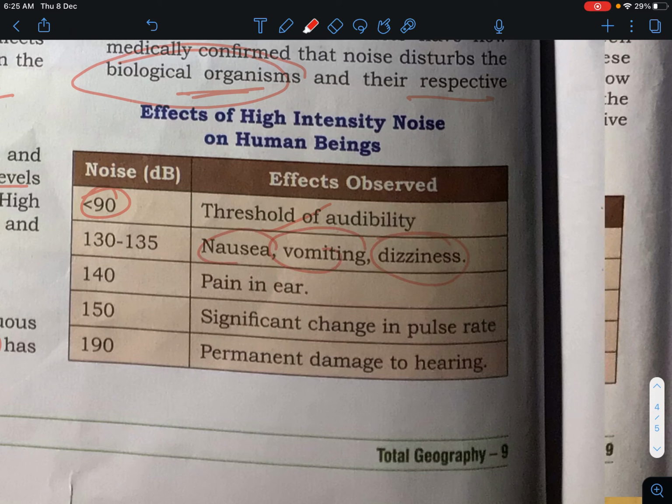And if it is 140 decibels or more, then it is going to affect your ear. And if it is 150, there is a significant change in the pulse rate, meaning your heartbeat is going to increase. And if the noise is equal to 90, then there is permanent damage to the hearing. So this chart is very important, showing the effect of noise intensity on human beings.